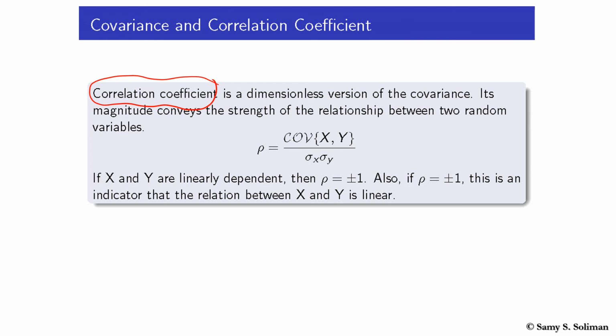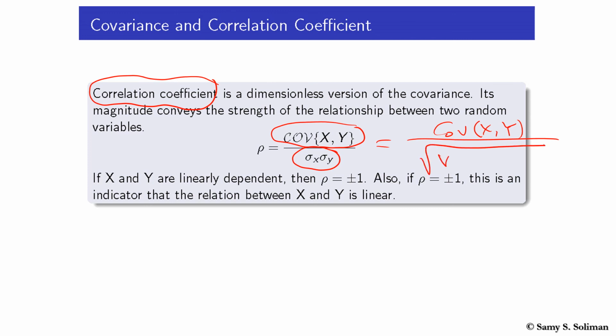If we want to use a quantity that is dimensionless, we use the correlation coefficient, and we define it as the covariance of x and y divided by the standard deviation of x times the standard deviation of y. Or sometimes we might write it as the covariance of x and y divided by the square root of variance of x times variance of y. Of course, you know that the square root of the variance of x is sigma x, and the square root of variance of y is sigma y.